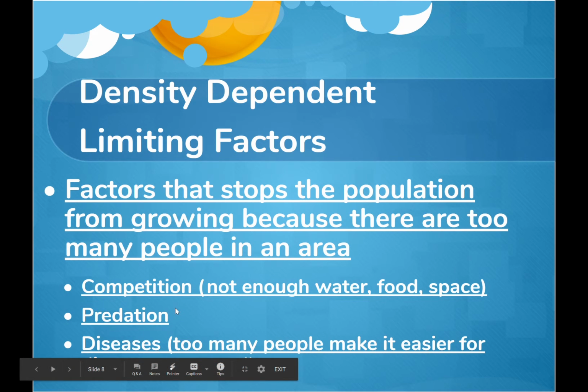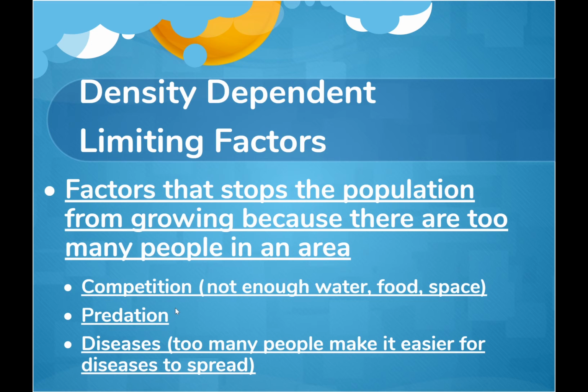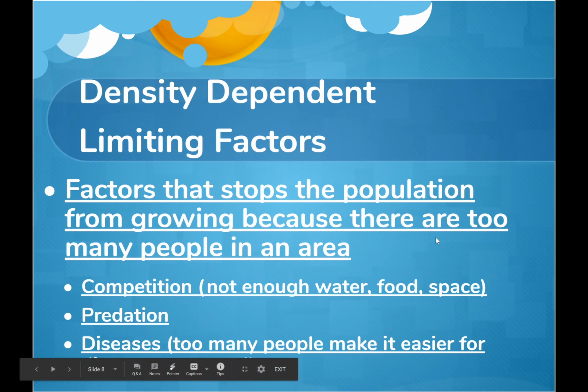Or, for example, if you're in a big city and there's a disease, if you're in a crowded, really dense population, the disease will be easier to spread, and that will make more people sick, and most likely they will die from that sickness. So if there are more people in the area, and because of that more people will die, that's called density dependent. Again, if there are too many people in the area.